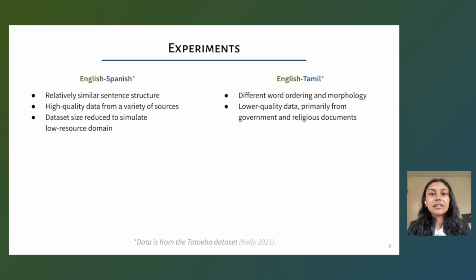Our current experiments are based on two datasets. The English-Spanish dataset has languages with similar word ordering, high-quality data. In order to simulate a low-resource domain, we've actually cut the dataset into a smaller size. The English-Tamil dataset has languages with different word ordering and much lower quality data because the data primarily comes from government and religious documents, which uses long sentences and uncommon words often.